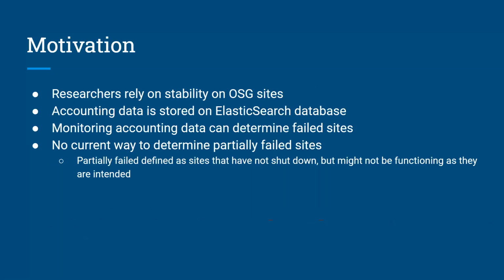So the motivation behind this is researchers heavily rely on the stability of OSG sites, and the accounting data is currently stored on the Elasticsearch database. We can monitor this accounting data to determine if a site has completely failed, meaning that it's not working and not able to run any jobs. But there's no way to determine a partially failed site. Partially failed sites are defined as sites that are not shut down, but they're not functioning as they should be. We're seeing some discrepancies in the work being done there.